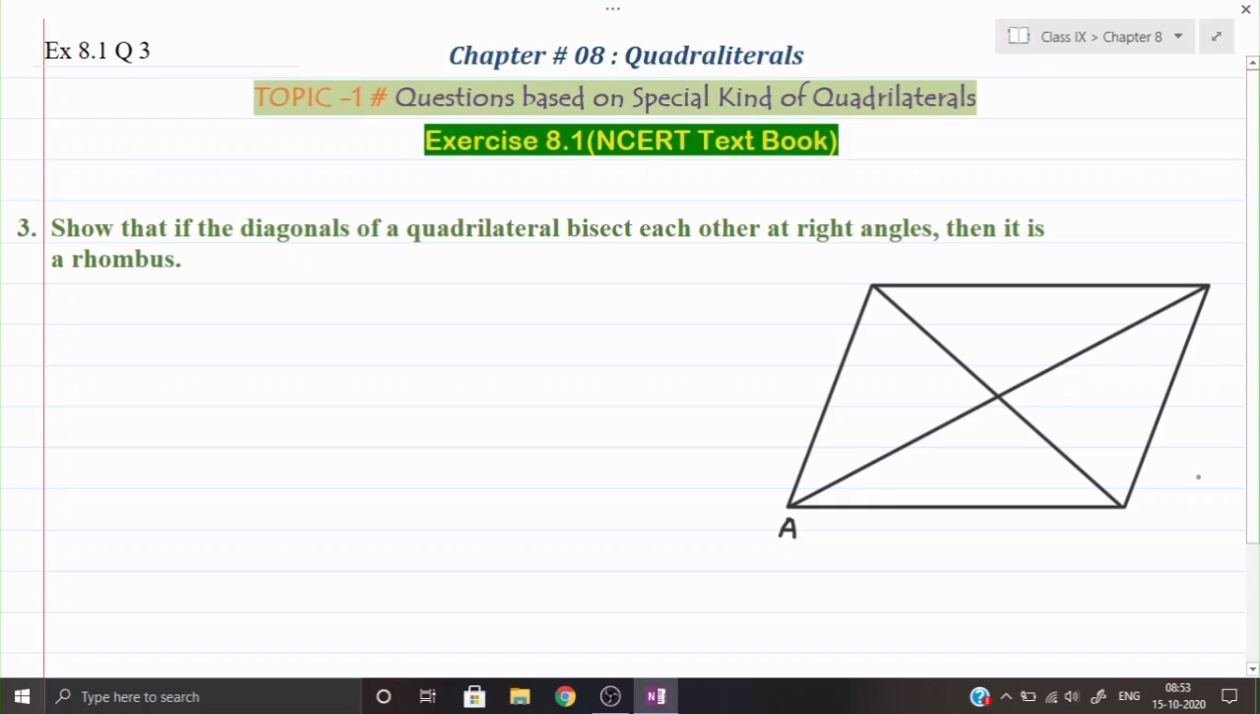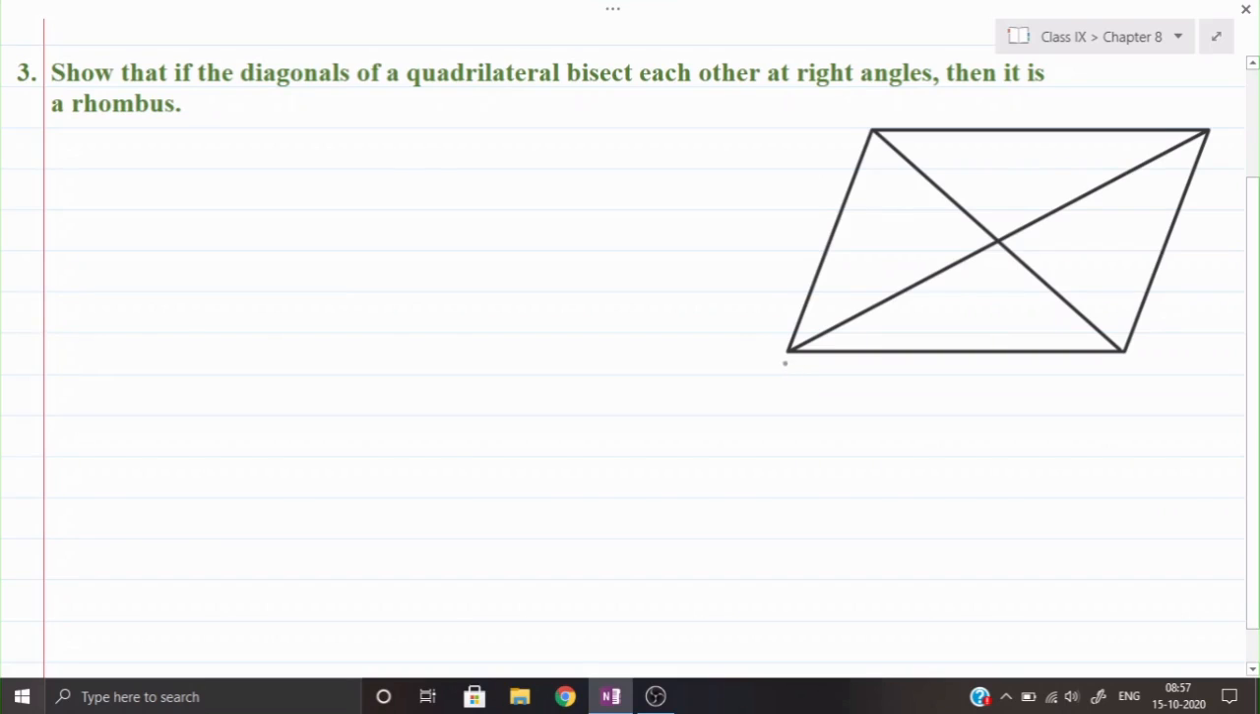So here I am giving the names first of all. This first point I am giving as A, the second point as B, the third point as C, and this point as D. Now, the point of intersection of the diagonals I am giving as O. One thing is given to us: OD and OB are equal, OA and OC are also equal, and also they are perpendicular to each other.